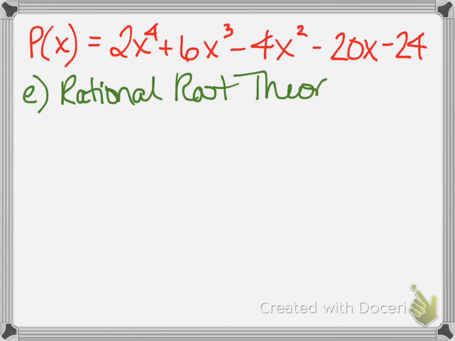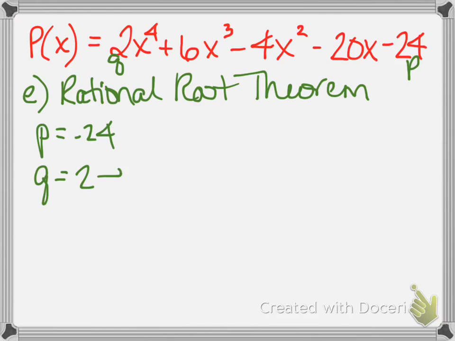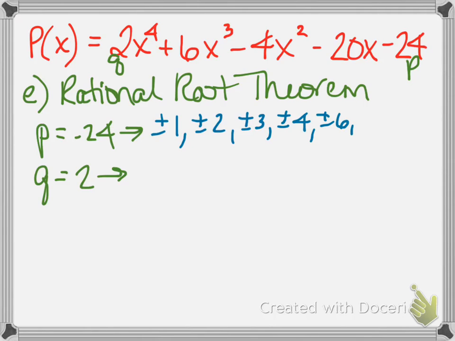And this is where you need your P's and your Q's. P is your constant, remember, so -24. Q is your leading coefficient, so 2. And then we do factors. Factors of 24: ±1, ±2, ±3, ±4, ±6, ±8, ±12, and ±24. For Q, we just have ±1 and ±2.